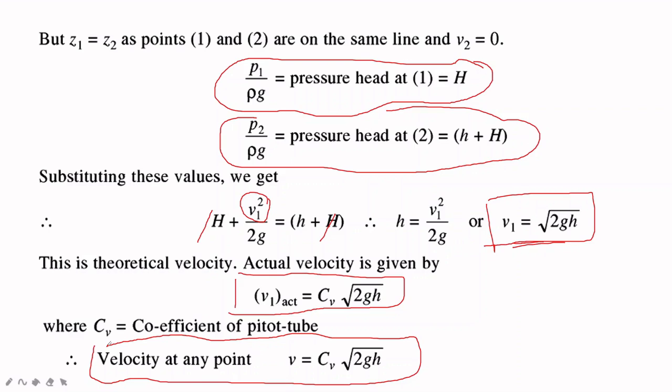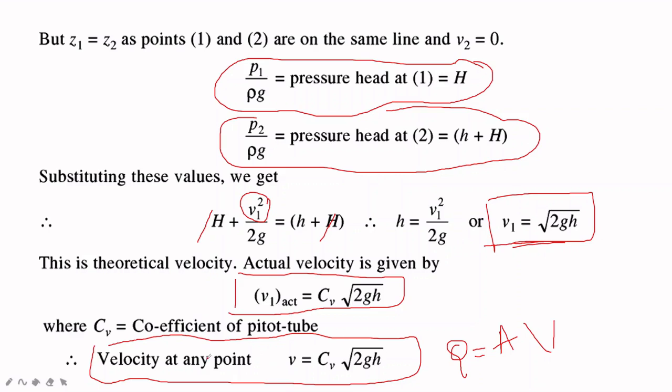Then Q is equal to A1 V1. You can find out the area, no problem. Area of the pipe into velocity, you will get the value of Q. So area into velocity gives the discharge value. So here the main point was to find the velocity. For the velocity of flow in a pipe by pitot tube, we will have some cases. We will discuss them now.